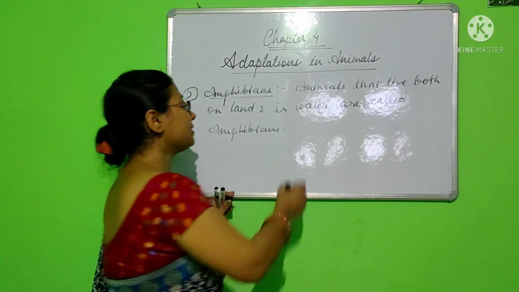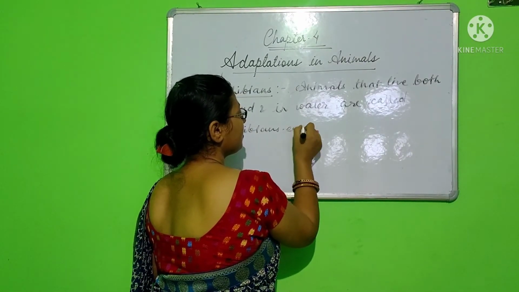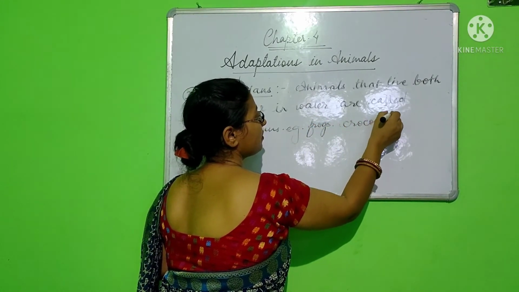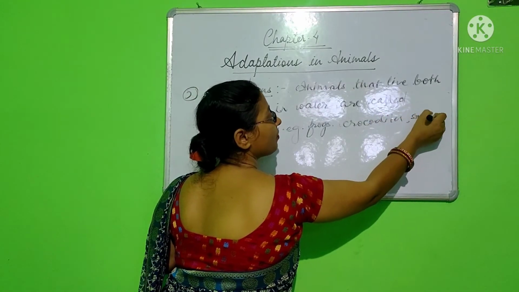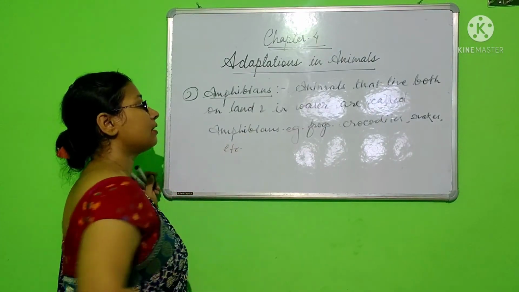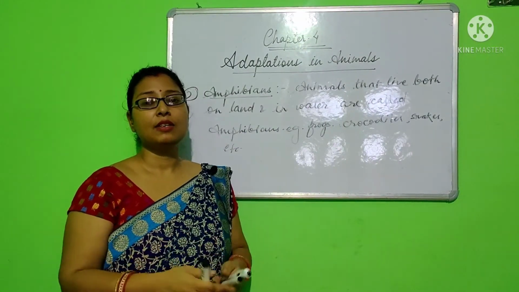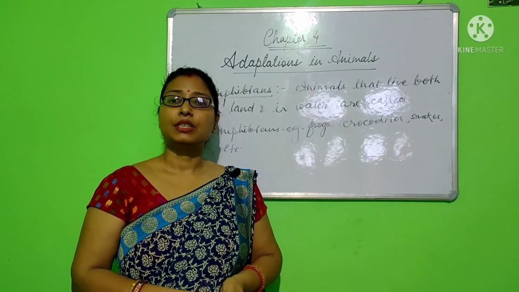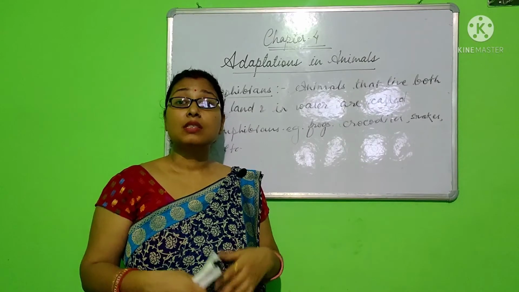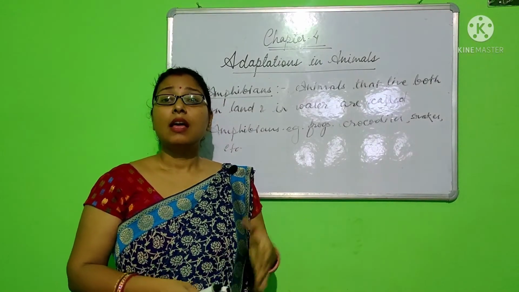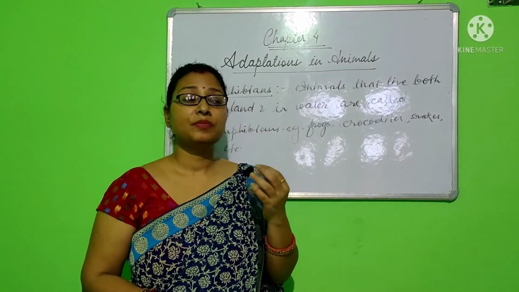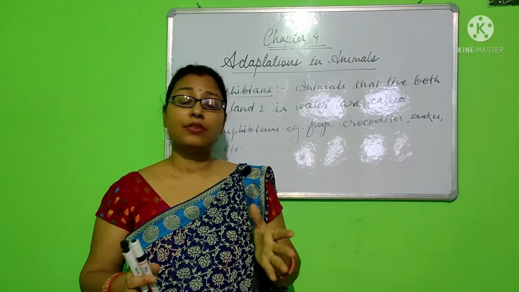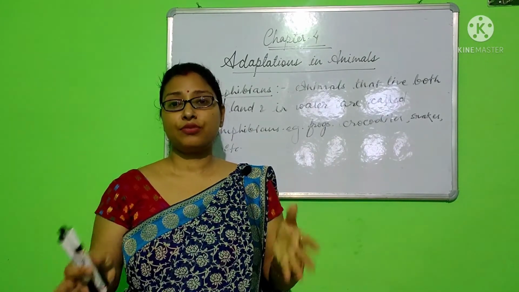What are examples of amphibians? Frogs, crocodiles, some kinds of snakes too, etc. They live both on land and in water. So these are the types of animals that we can find on earth. Their living area and their survival techniques are all different from each other. On the basis of their survival, their place of living, and the food they are getting, the adaptations also differ from each other. They are totally different from one another.